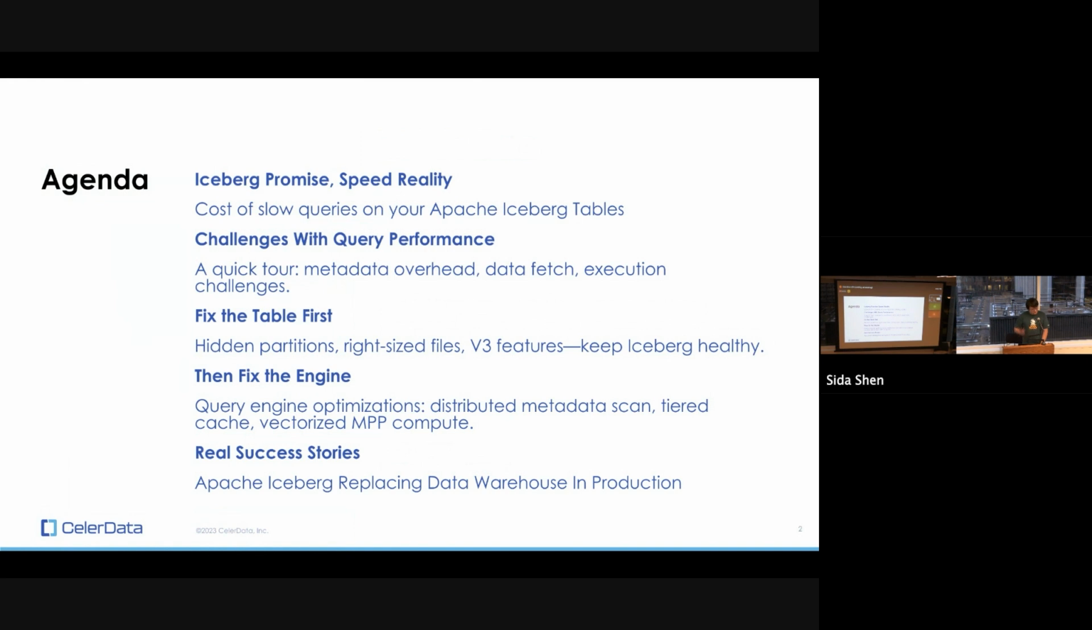And then we're going to talk about how to fix your Iceberg tables first. What are some of the Iceberg features you should be using, and what are some of the maintenance jobs? What are some of the metrics that you need to be looking at if you want really high concurrency, low latency queries on Apache Iceberg? And then we're going to talk about some of the engine side innovations, a lot of the features and optimizations we built that are very useful to getting that kind of performance. And in the end, we're going to take a look at some real success stories from Apache Iceberg users.